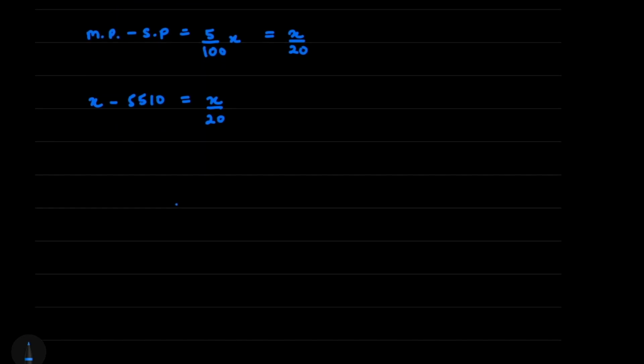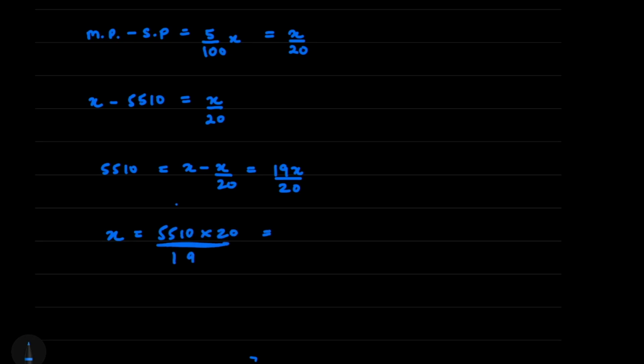Now we'll solve this equation. We get 5,510 is equal to x minus x over 20, or 19x over 20. We solve for x to get 5,510 into 20 by 19, and this gives us the value of rupees 5,800. So our marked price has been calculated as rupees 5,800.